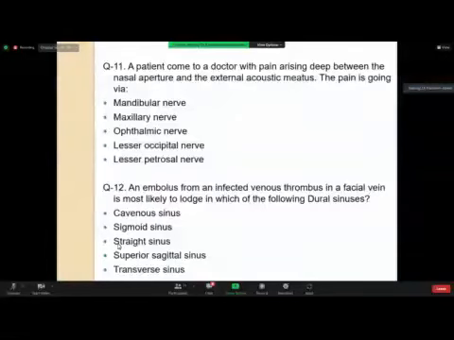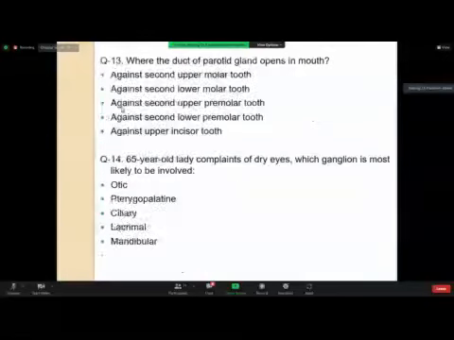Now, tell me quickly. Number 13, against the second molar tooth. Against the second upper molar, the second upper molar tooth. Okay, good.